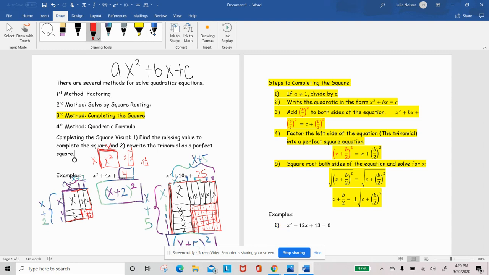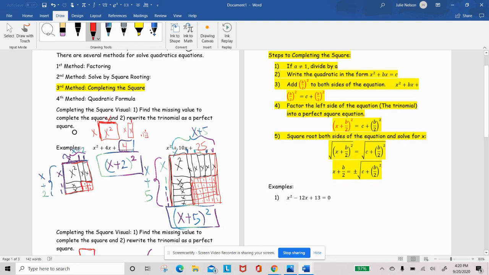It's really important that this begins with a 1. Okay, so now if it begins with a 1, we want to write this in quadratic form. Quadratic form means you take your constant and you move it to the right. So x squared minus 12x equals negative 13, because when I move that positive 13 over, it becomes negative 13.